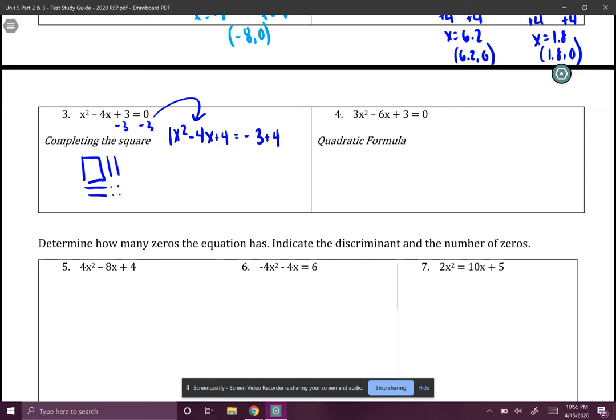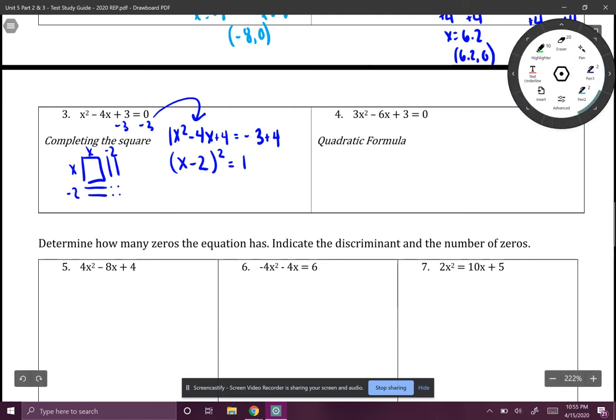From here, let's complete the square. Each side is x and negative 2. So in parentheses, that's what we write, squared equals negative 3 plus 4 is equal to 1. Again, to cancel out that squaring, let's take the square root of both sides. And with square roots, we're going to have a positive and a negative answer.